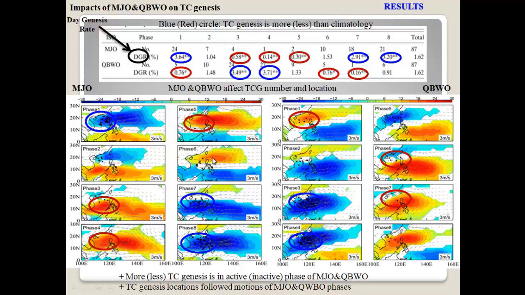It is clear that we can conclude that in the active phase of MJO there is more TC genesis activity. In contrast, in the inactive phase of MJO there is less TC activity. The right-hand side is for QBWO. We have a similar result, so I will not repeat it.